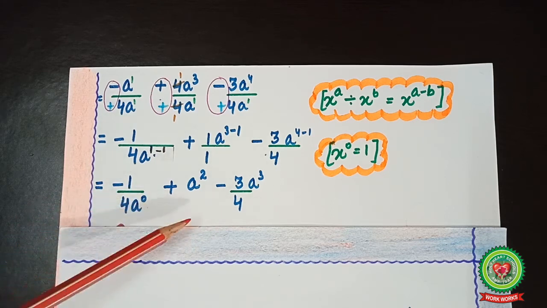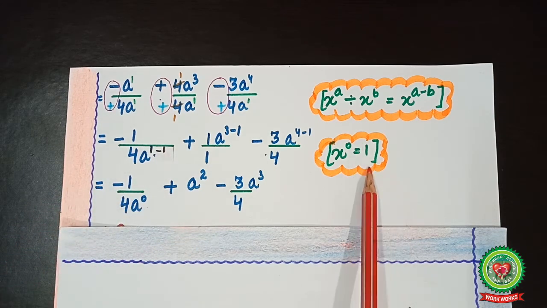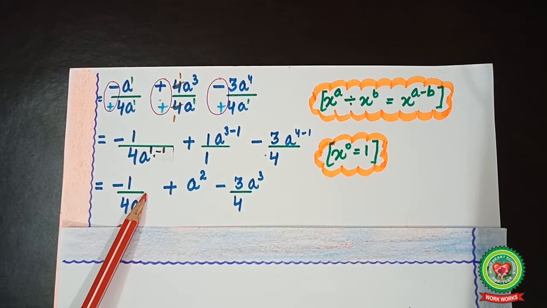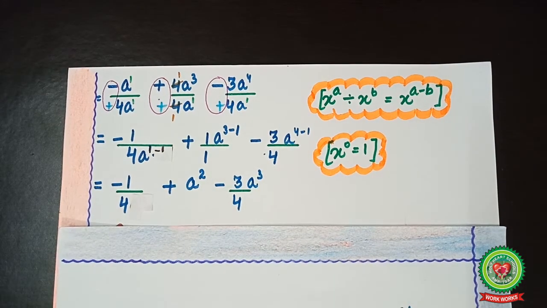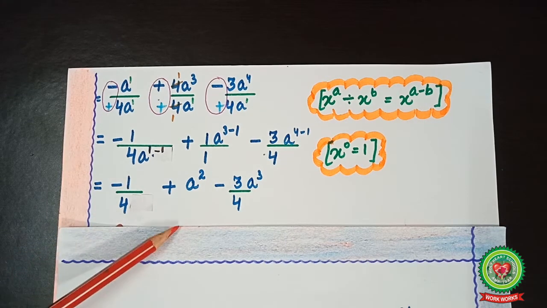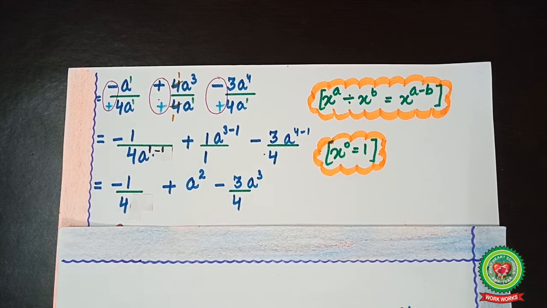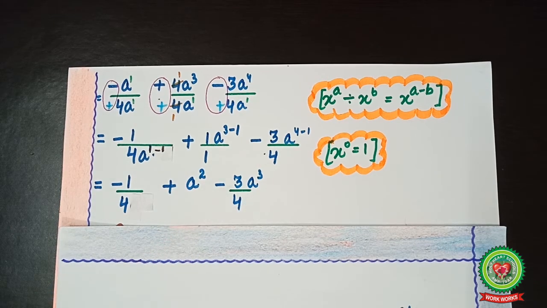Now here you can see, students, that a raised to power 0 means 1. So the answer will be only minus 1 upon 4, right? So here you will write minus 1 upon 4 plus a raised to power 2 minus 3 upon 4, a raised to power 3. So this is the answer for the given statement.